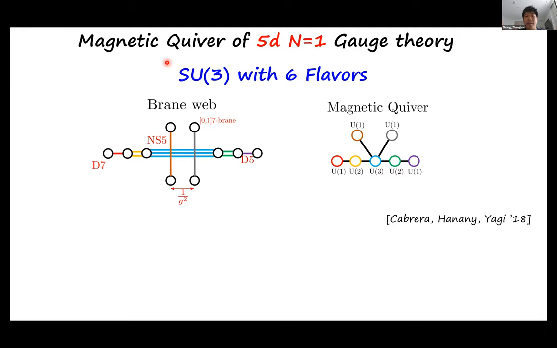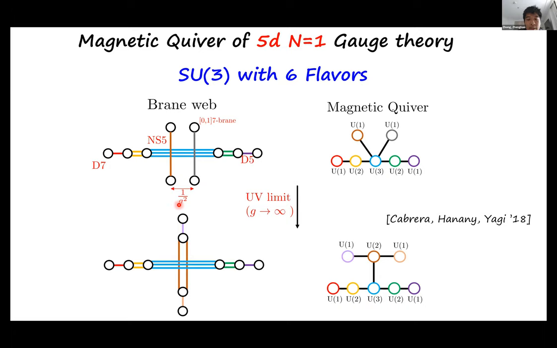So we can see this also from the brane setup. Notice here the two vertical lines, which are your NS5 branes. The distance between them is given by the inverse of the gauge coupling squared. So if the spacing is finite, it means the gauge coupling here is finite. But I can send the gauge coupling to infinity. Then 1 over g squared becomes 0, and the two NS5 branes come together. So now I have a brane setup that describes the Higgs branch of an SU(3) with six flavors at infinite gauge coupling, or at the UV fixed point.